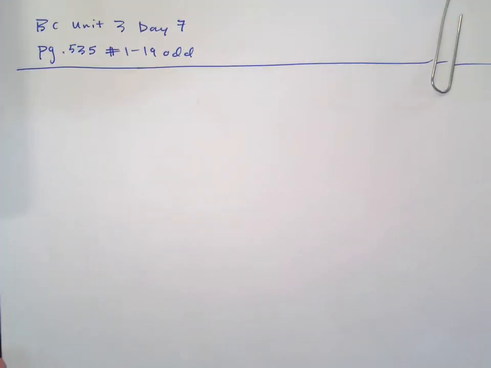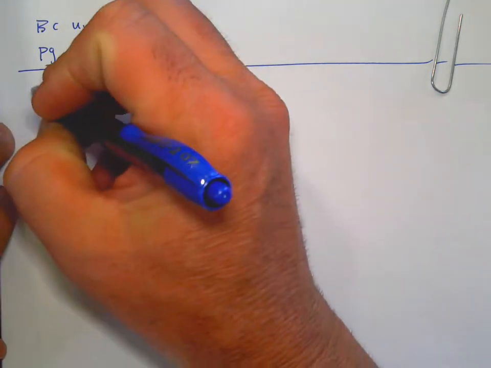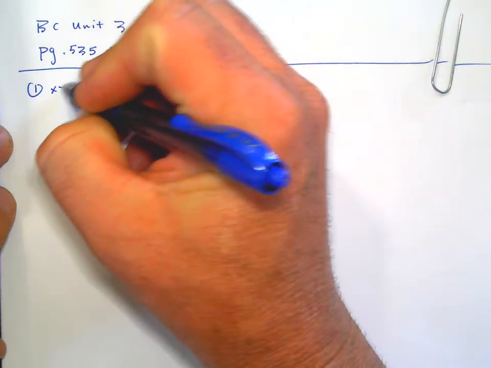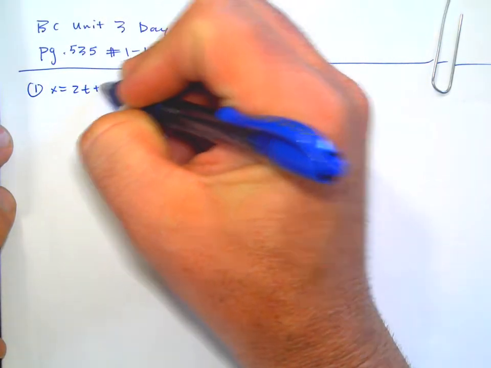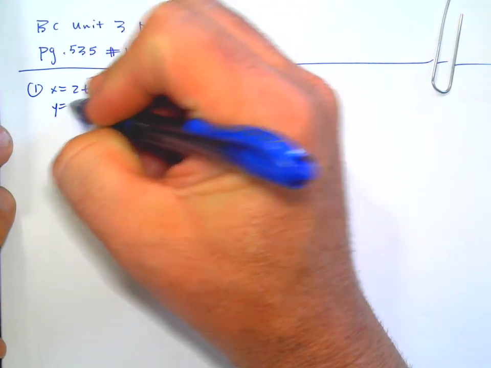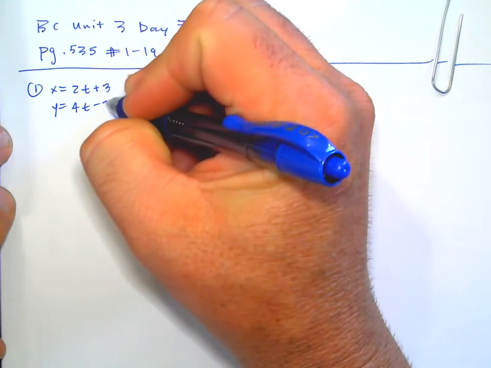Okay, copy C, Unit 3, Day 7, Office Hours, page 535, 1 through 19 odd. You should check your odds in the back a bit. First, several problems are just review of what we were doing the day before. So, giving you the parametric equations, and asking you to sketch them, find the Cartesian equation.